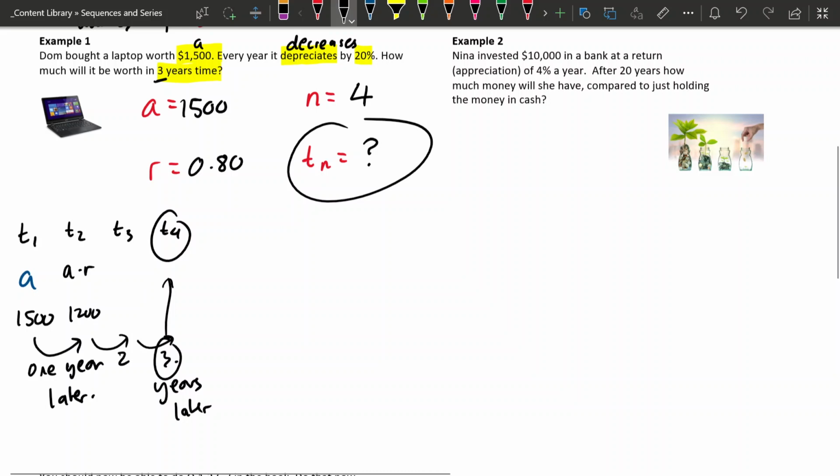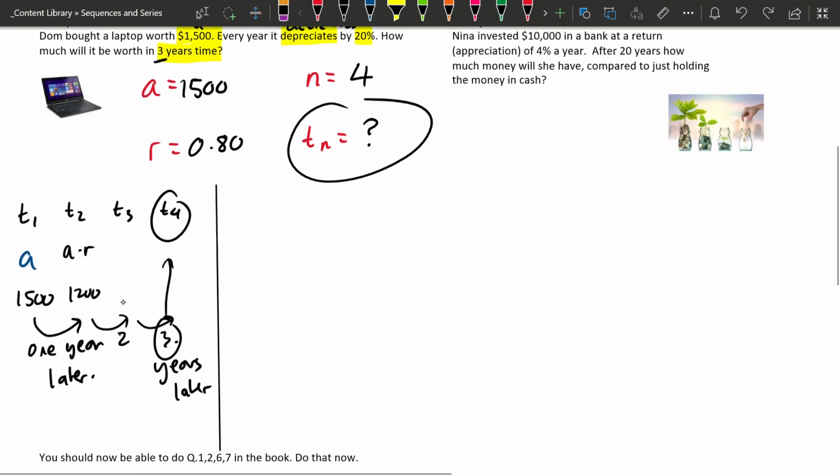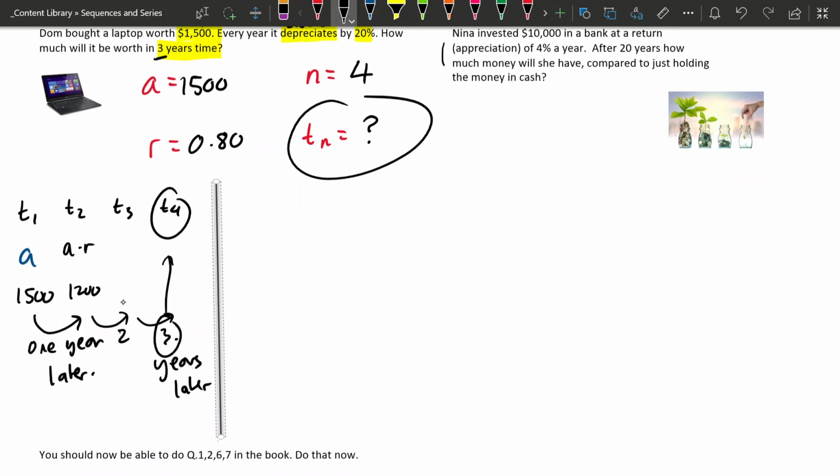So we've got all our variables, let's chuck it into the formula. So let me add some lines, make it a bit neater. That's nice. All right, and a line there.